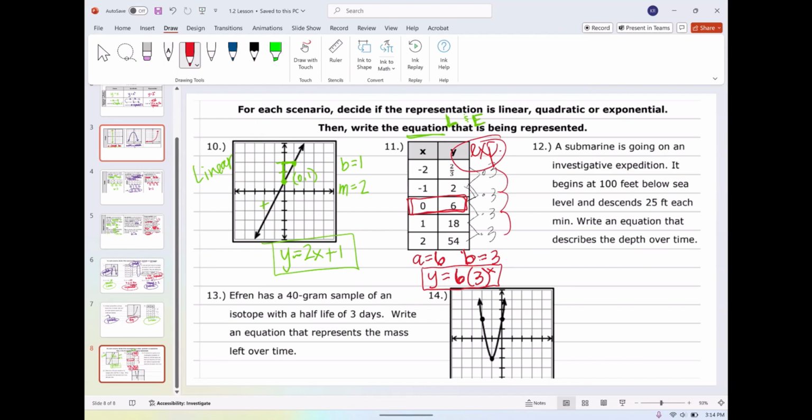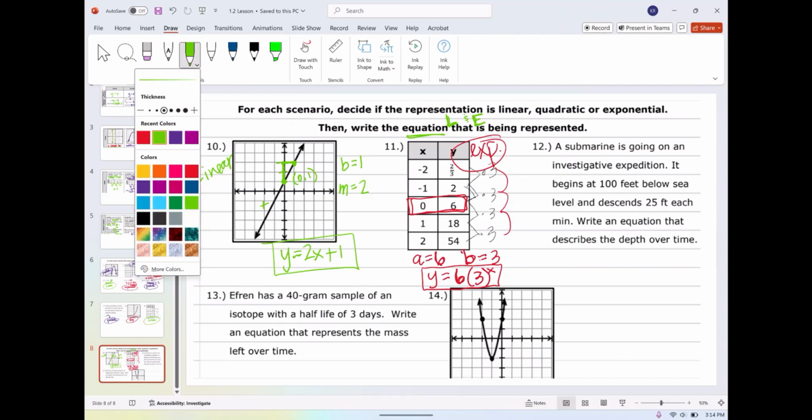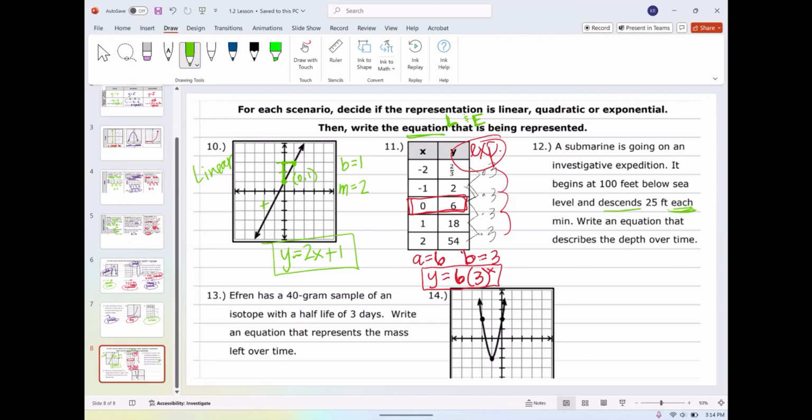Alrighty, so we're looking at number 12. We have a submarine. It's going on an expedition. It begins at 100 feet below sea level, and then it descends 25 feet each minute. So I see this keyword, each, right? Descends. So it's going down, descending down each minute. So that's going to be linear. So it begins at 100 feet below, going down. So it's definitely a linear problem.